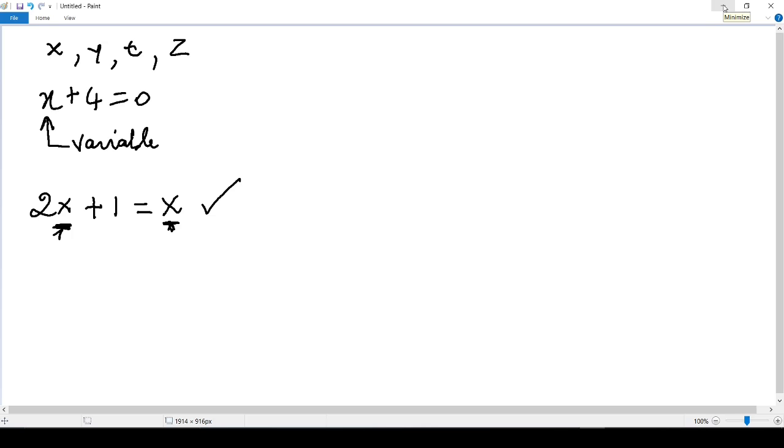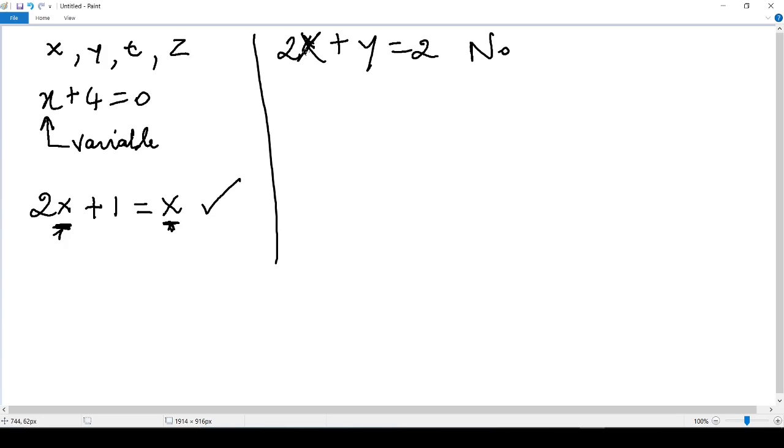Now let me ask you, is the equation 2x plus y equal to something an equation in one variable? The answer is no, because in this equation we have x and we have y, and they are different. X and y are not the same. So in this case, our equation is not in one variable.